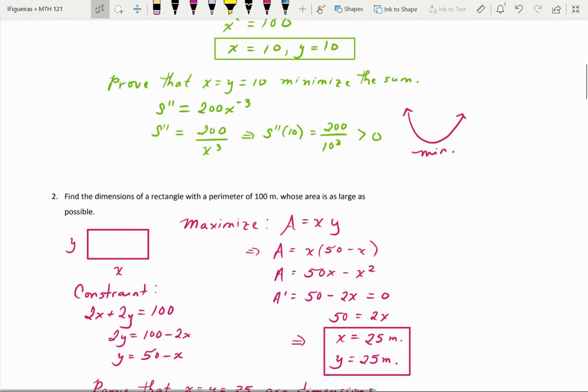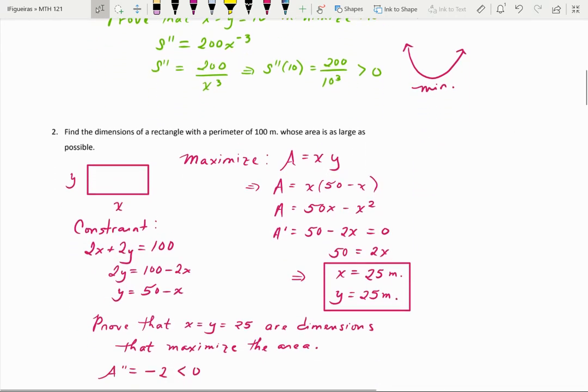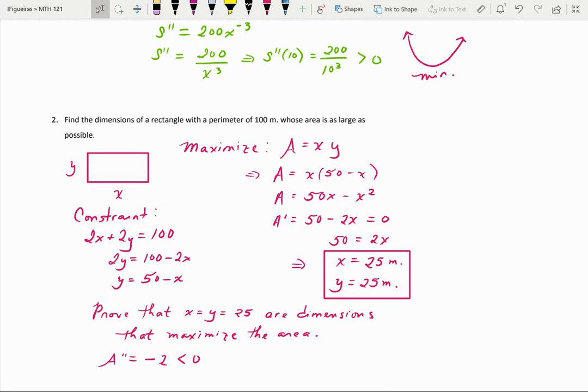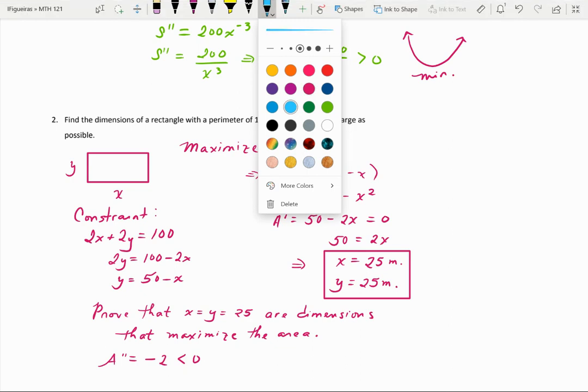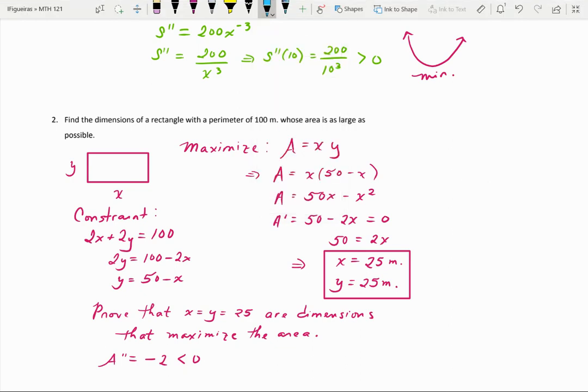Okay, so we want to now find the dimensions of a rectangle with a perimeter of 100, whose area is as large as possible. So I'm going to just change the color here. This is a rectangle, so I draw a picture here. I'm going to use x and y for my variables. My constraint is this statement here. The perimeter is 100, so I have that here.